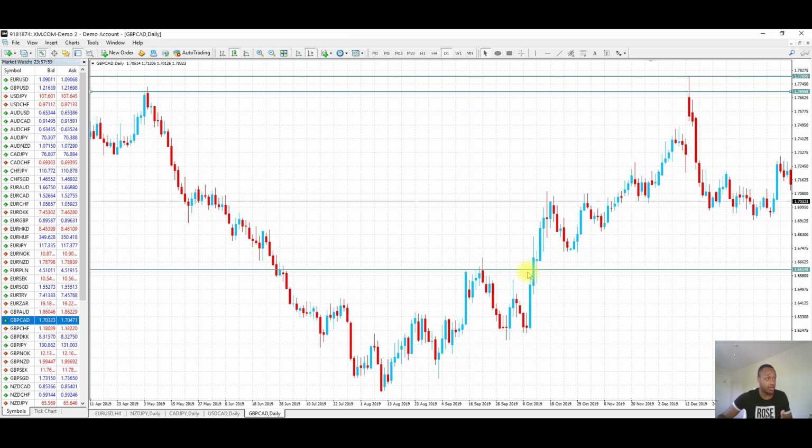And if you look here at this level, price came up, there was no pattern indicating to us that price is going to reverse, and it just went straight through the level.